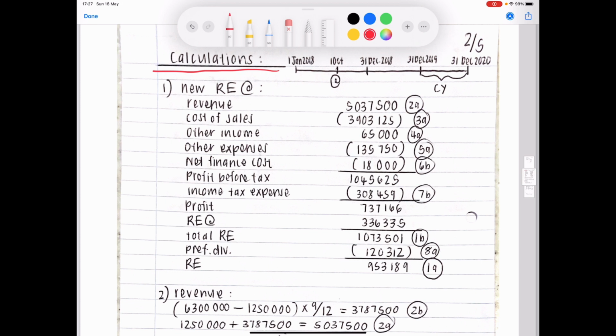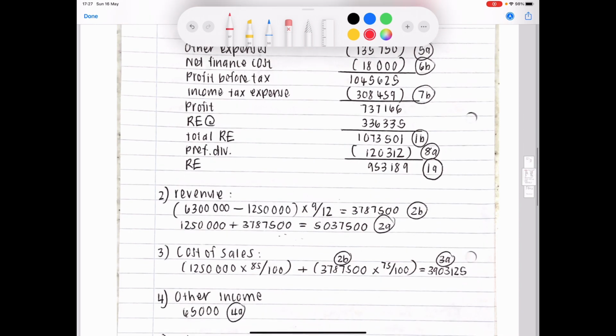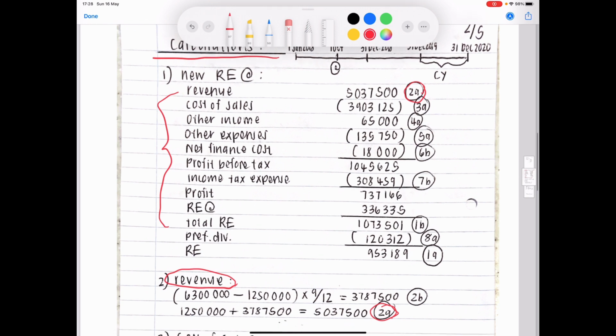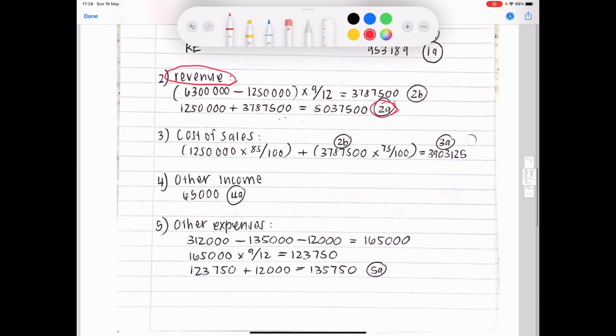Okay, then for the revenue line item, you see I have a 2A next to it. This then takes you to calculation 2 for the revenue. So the marker immediately knows that this is where the revenue calculation is. I then reference the 2A here and then the 2A at the top where I put in the answer. So I do this for every single line item here. It makes it much easier for the marker to then know where all of your calculations are.